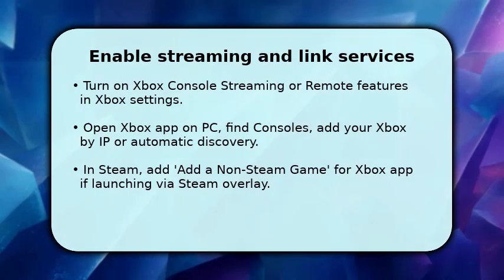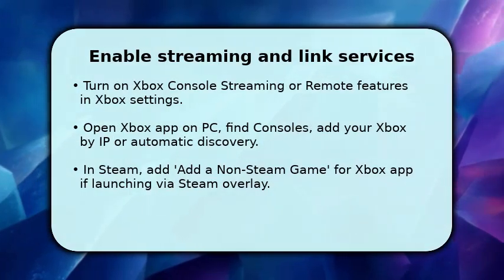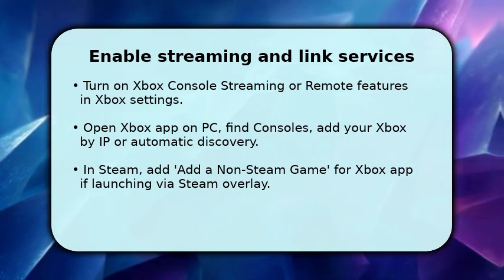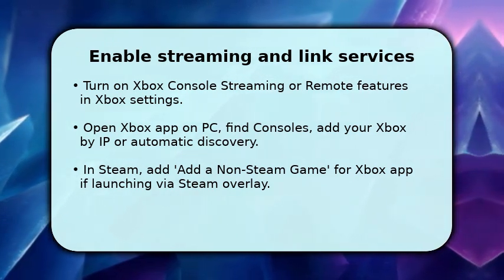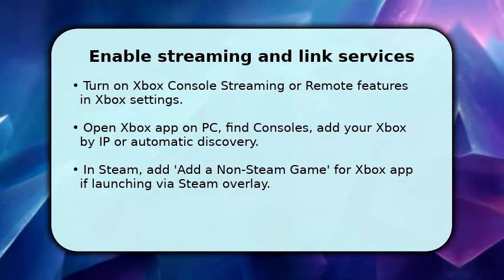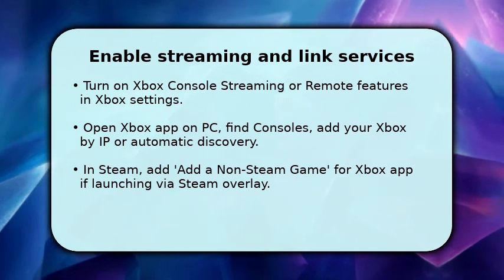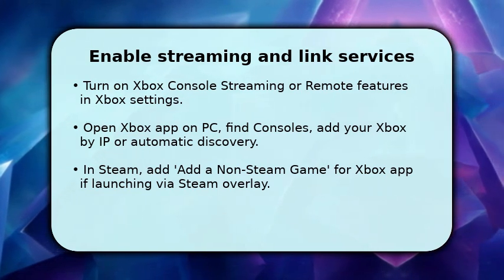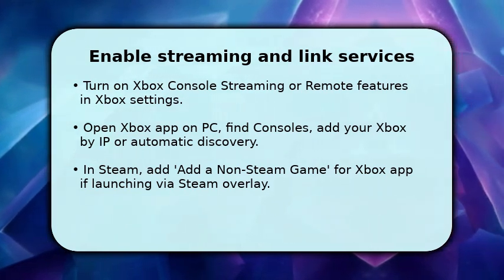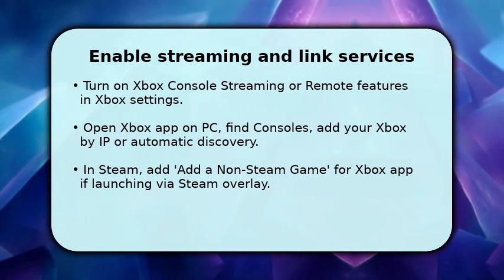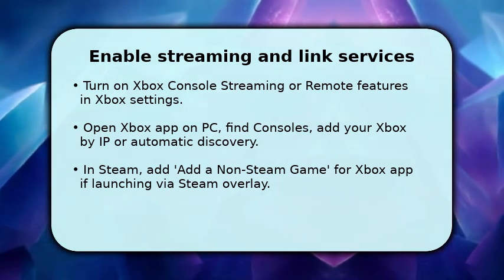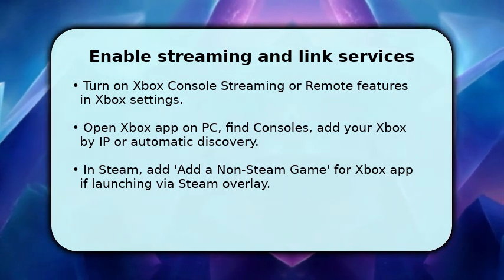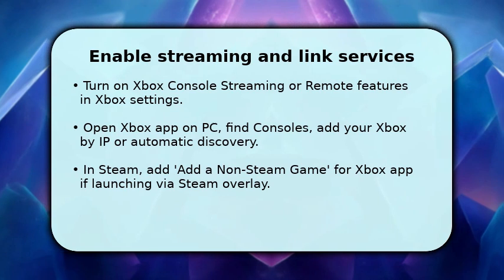Next, enable streaming features and create the link between Xbox and Steam. On the Xbox console, enable console streaming or remote play in system remote features. Make sure Instant On is enabled. Then open the Xbox app on PC, choose consoles, and add your Xbox either by automatic discovery or by entering its local IP. Once the app can stream, add the Xbox app or the specific game to Steam as a non-Steam game to use Steam overlay and controller bindings while streaming.